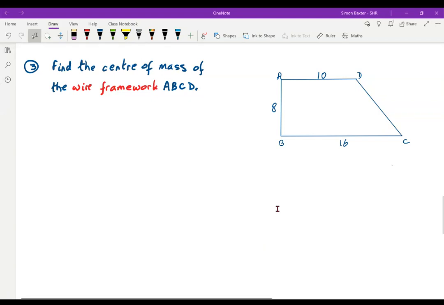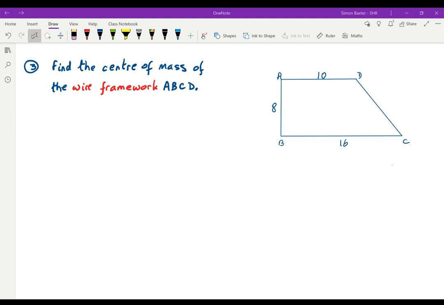Now we look at something a little bit different. This time, instead of having a lamina, we've got a wire framework. In other words, there is nothing in the middle here. We just have a wire or a rod, another wire, another wire, and another wire. And we have right angles there and there. Not said so in the question, but that is the case. And we want to find the center of mass of that wire framework.